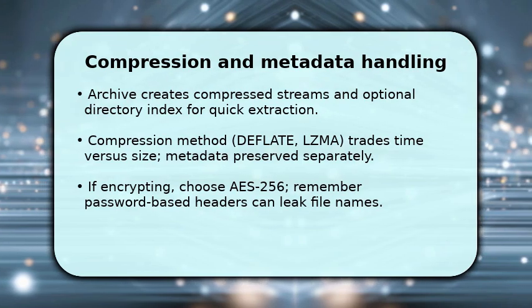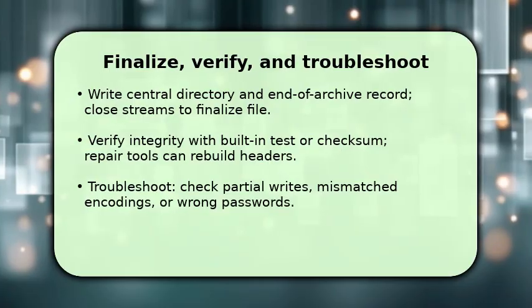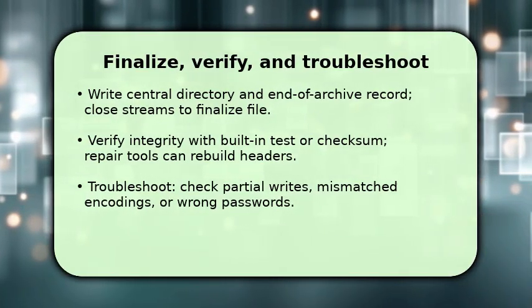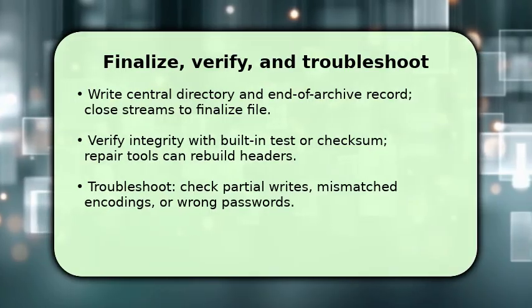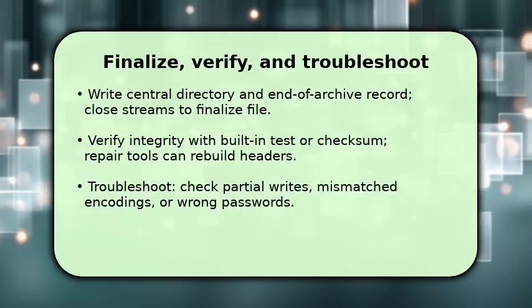Once finished, the archiver writes the central directory or end-of-archive record that maps file entries to compressed data locations. It then closes file streams so the archive is consistent. You should immediately verify integrity using the tool's test command or checksum to ensure no corruption occurred.